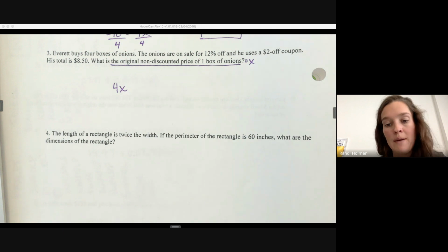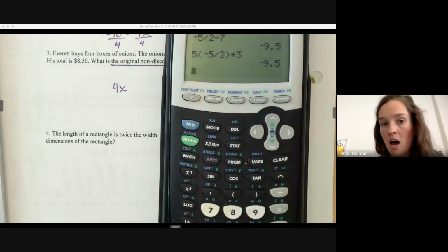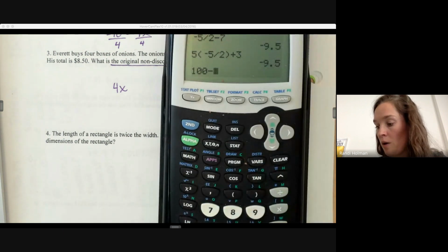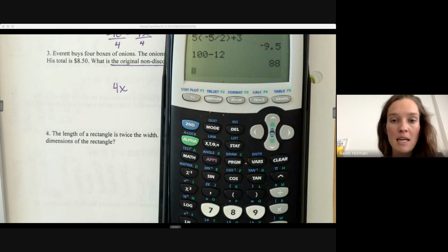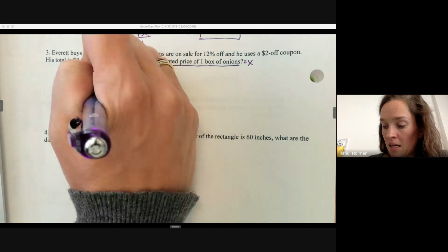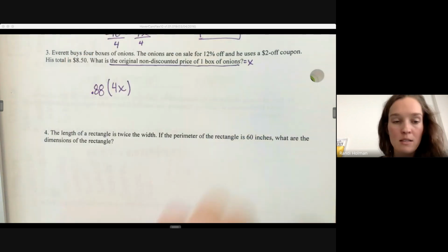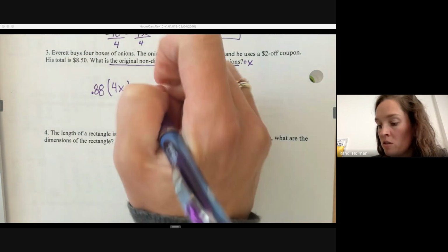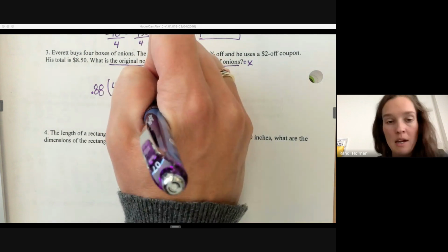So what am I paying? If I have 100% and they're 12% off, that means I'm paying 88%. So of this, we're paying 88% as a decimal. And then he uses a $2 off coupon, so minus 2.